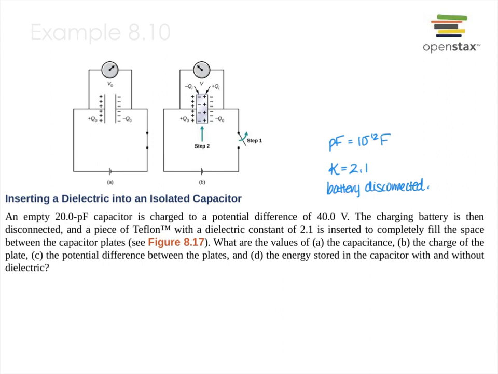So we have C naught, which is the original value, 20 times 10 to the minus 12 farads. V naught is equal to 40 volts. Kappa is 2.1. And let's see. Looking at the capacitance, the new capacitance would be kappa times C naught, which would be 2.1 times 20 picofarads.